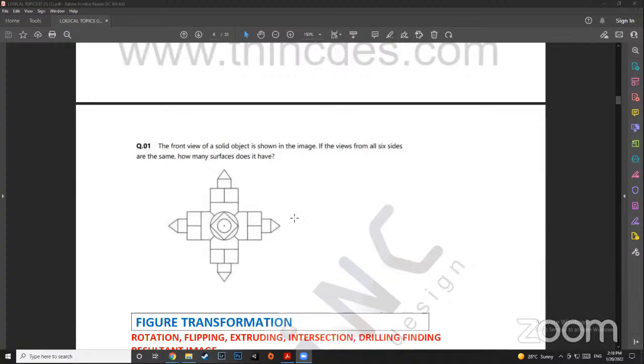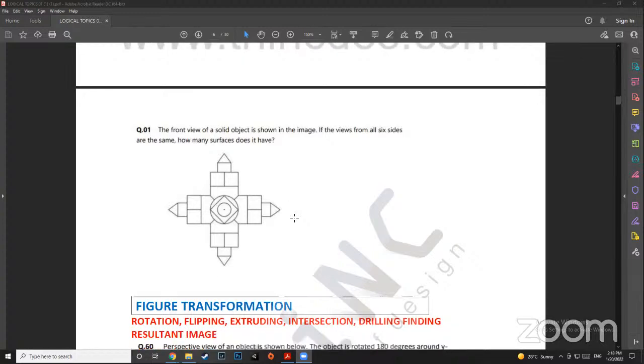They've only given 1 view, but they've said that it is identical from all the sides. That means it's a symmetrical object from all sides. So count the number of surfaces.